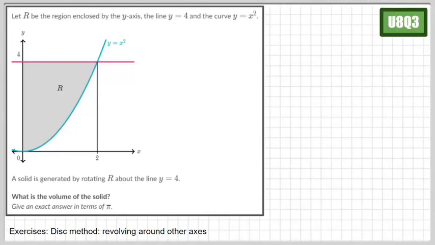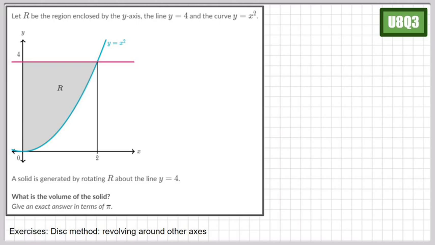Okay, here's another volume revolution. This time, which way are the cross sections going? Are the cross sections perpendicular to the y-axis, or are they perpendicular to the x-axis? You know by looking at where the axis of revolution is.